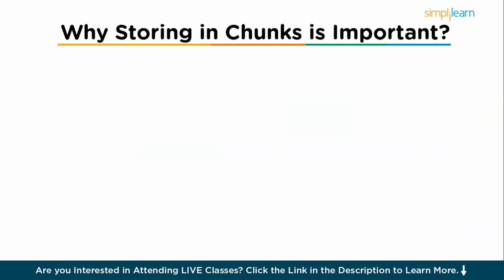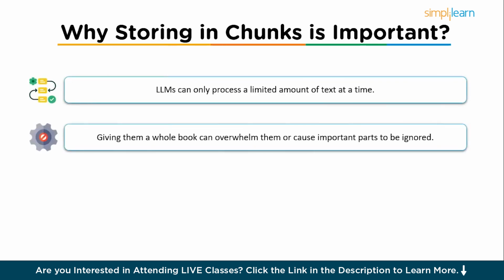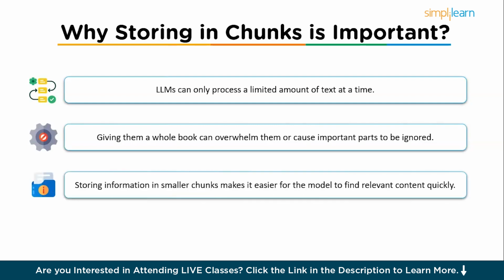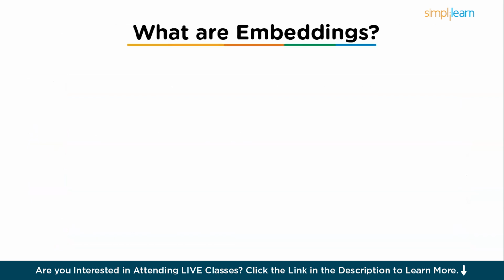Now let us see why storing in chunks is important. You might ask, why can't we just store the full document? That is a valid question. LLMs can only process a limited amount of text at a time, so giving them a whole book can overwhelm them or cause important parts to be ignored. Storing information in smaller chunks makes it easier for the model to find the relevant content quickly. Smaller chunks also improve accuracy by helping the model focus on specific details instead of giving vague answers. Let us now see what embeddings are.